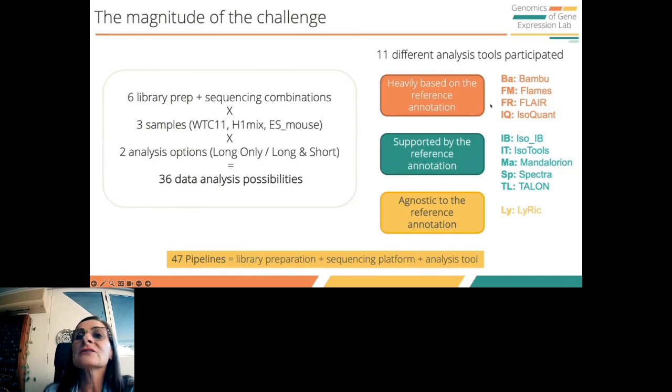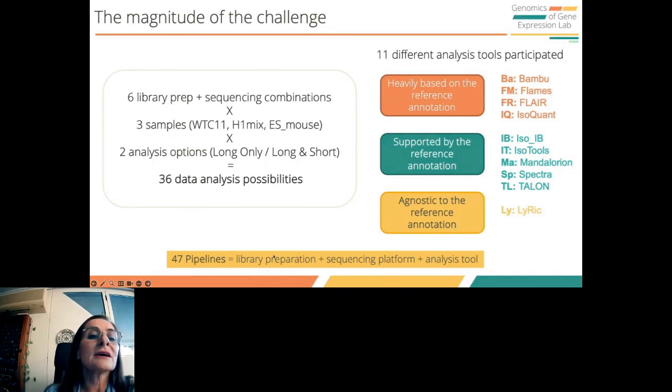Tools like Bambu, FLAMES, FLAIR, and IsoQuant are tools that use the reference annotation to guide the transcript predictions. Some others, like IsoSeq, IsoTools, Mandalorion, Spectra, and TALON, they are using the reference annotation as guidance, but not as heavily as the other set of tools. And then Lyric is a tool that is not using the annotation at all. In total, we had 47 pipelines to evaluate.